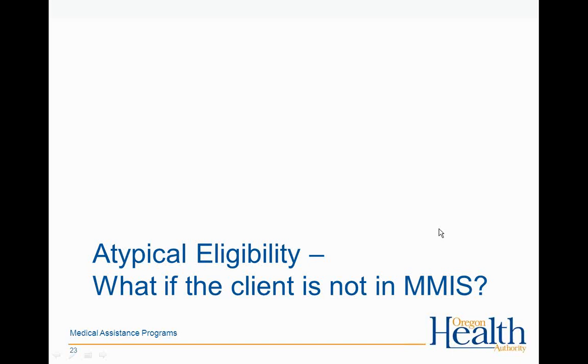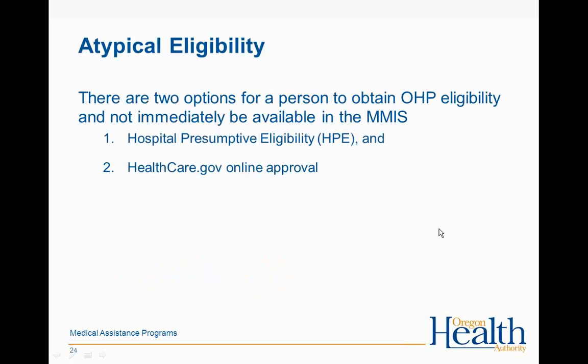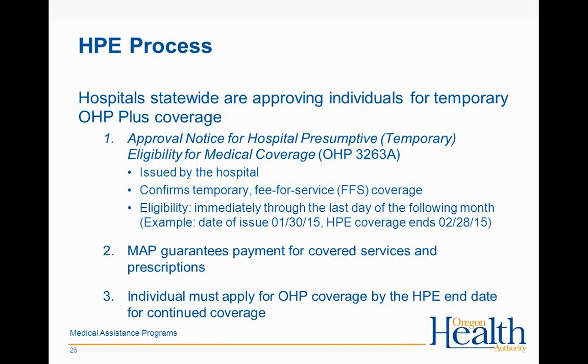So let's talk a little bit about what that means. There are two options where a person may be OHP eligible, but their information may not immediately be available in the MMIS. And these are, first of all, hospital presumptive eligibility, that's HPE. And then there's the Care.gov online approval. I'll go over each of these in a little bit more detail. Let's talk first about HPE. Again, that's hospital presumptive eligibility.